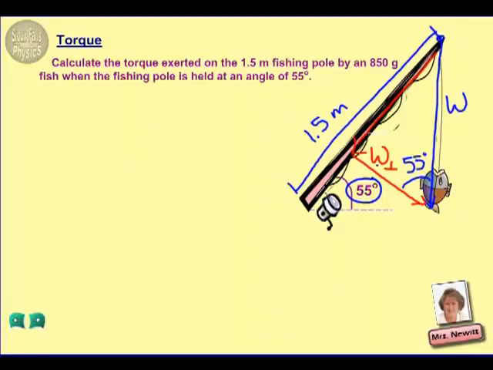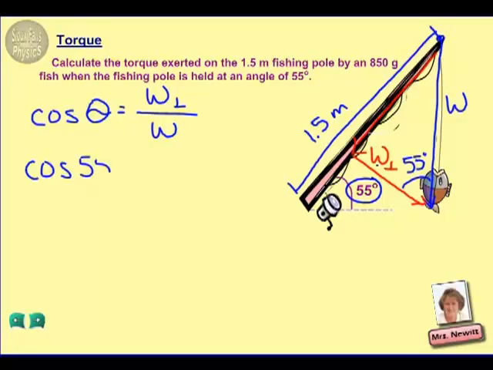and so our perpendicular component of weight is the adjacent side to our angle. So to find that component, we can set it up as the cosine of our angle is equal to the perpendicular component divided by the weight itself. And that means we have the cosine of 55 degrees is equal to the perpendicular component divided by the weight of the fish. And again, we want to put that in kilograms first.